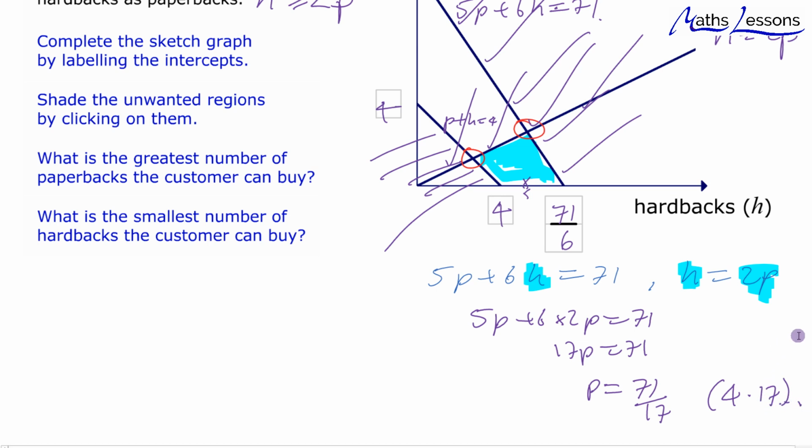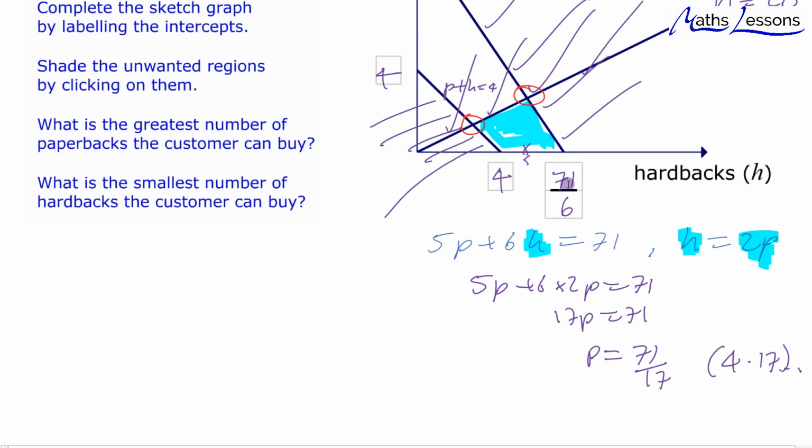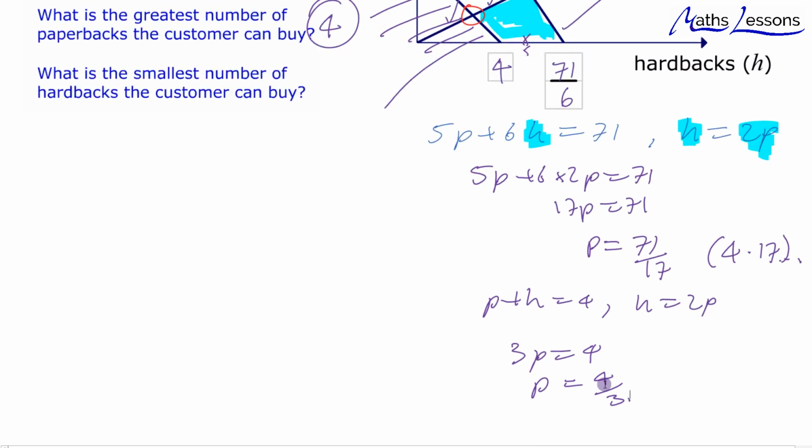So the greatest number of paperbacks is going to be 4. You can't buy 4.17. The greatest number of paperbacks you can buy is 4. What's the smallest number of hardbacks you can buy? So you can do p plus h equals 4 combined with h equals 2p. Replace h with 2p, so we get 3p equals 4, so p equals 4 over 3. You can't buy 1 1/3 paperbacks, so he's going to have to buy at least 2. It's going to be this side of that line. So the least number of paperbacks you can buy will be equal to 2.